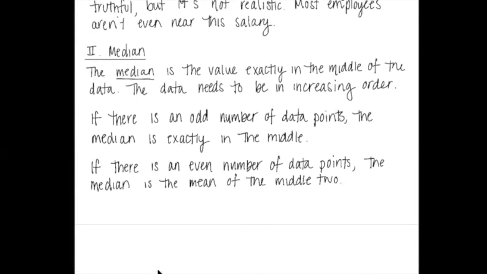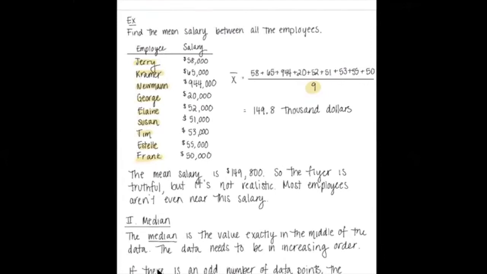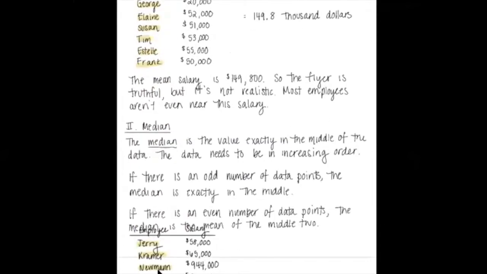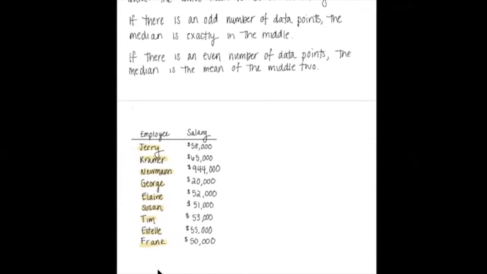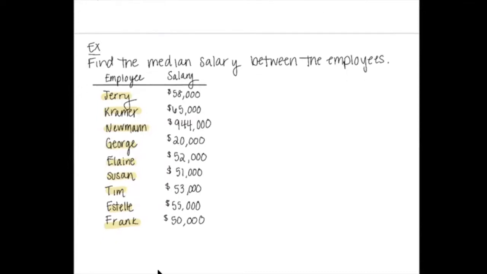Okay. So let's work with our example. Bring this back down. Let's find the median salary between the employees. Okay. So again, I've got to put everything in order. Then I go ahead and see which one falls in the middle. So I need to pull my smallest salary. Let's get rid of all these highlights though.